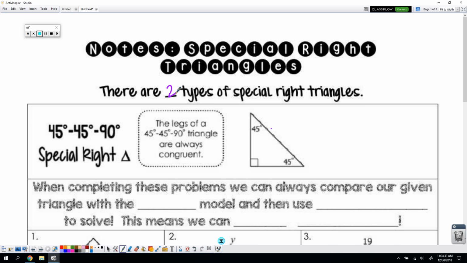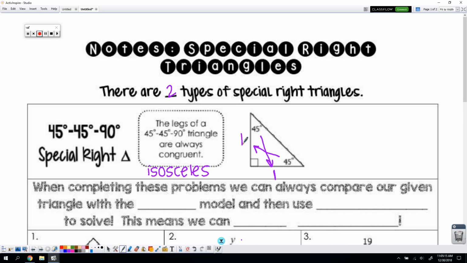The first one we're going to learn about is the 45-45-90 special right triangle. The legs of a 45-45-90 triangle are always congruent, meaning that this is an isosceles right triangle. We should know that when you have two angle measures that are the same, the sides across from them are also the same. To make our lives easier, we're just going to choose those sides to be 1 and 1. We're going to call this our base model.